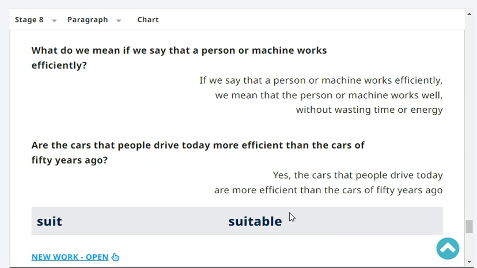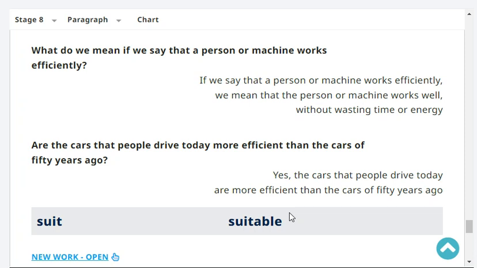Are the cars that people drive today more efficient than the cars of 50 years ago? Yes, the cars that people drive today are more efficient than the cars of 50 years ago.